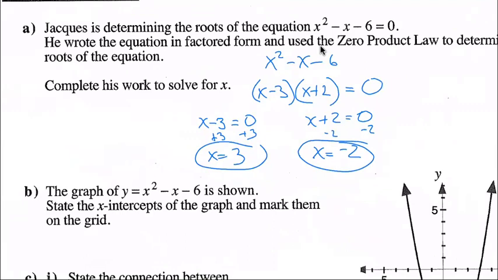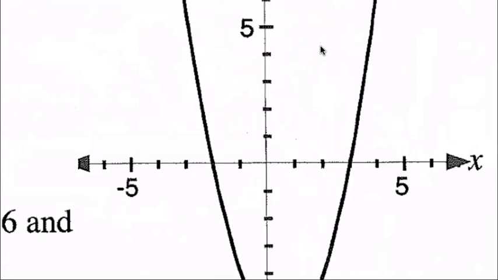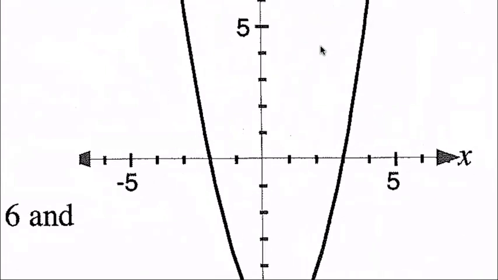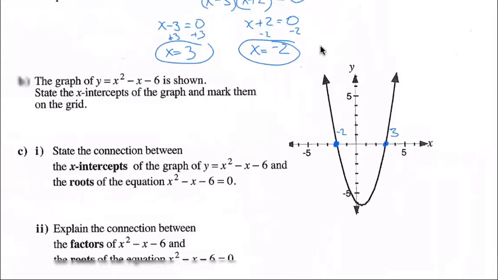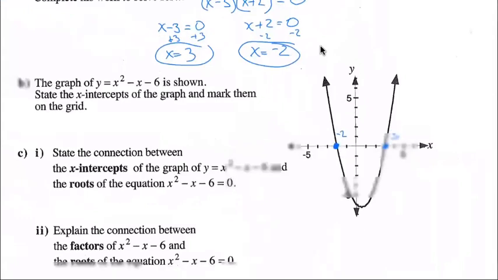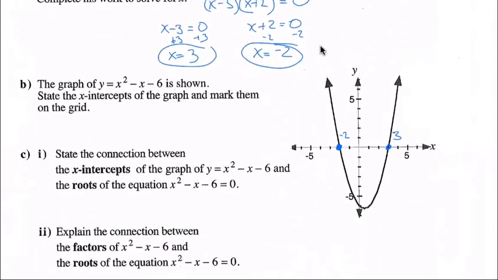Okay. That means where it crosses the x-axis, right? Question B, the graph of x squared minus x minus 6 is shown. State the x-intercepts of the graph and mark them on the grid. Well, where does this graph cross the x-axis? Right there at negative 2 and right here at 3. Look, lo and behold, those x-intercepts there on the graph, as well as our work for the zero product law, those roots are the same thing.